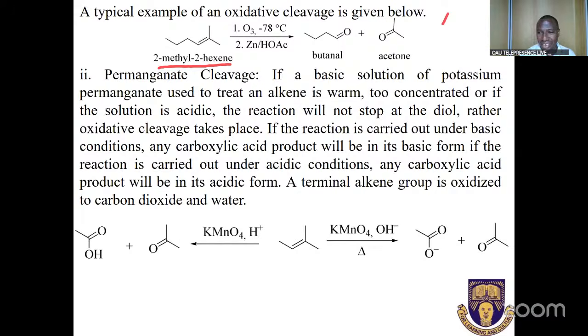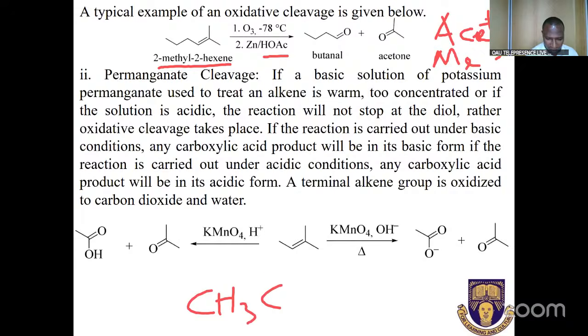HOAc is acetic acid. You remember I said we have groups that are represented by abbreviations. I talked about Me and Et earlier. Ac is also in that category. Ac represents acetyl. So when you see AcOH or HOAc, we are referring to acetic acid. If you remember, acetic acid is CH3COOH.